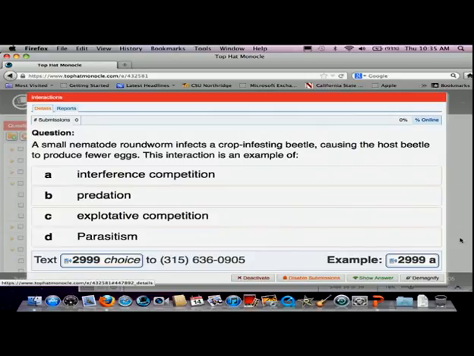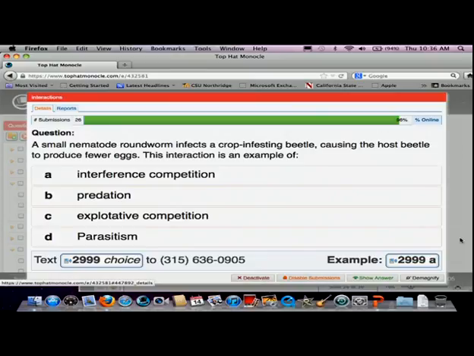What do you think? A small nematode roundworm infects a crop-infesting beetle, causing the host beetle to produce fewer eggs. This interaction is an example of A, interference competition, B, predation, C, exploitative competition, D, parasitism. So if I give you some hints, the key word, besides just the setup, is the word host. The host beetle. What could she be implying by that?